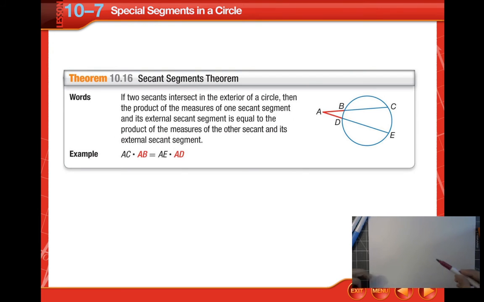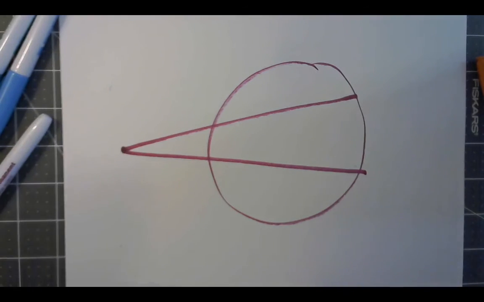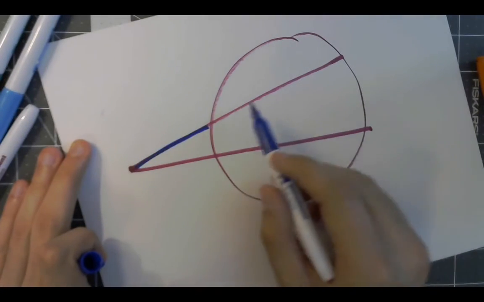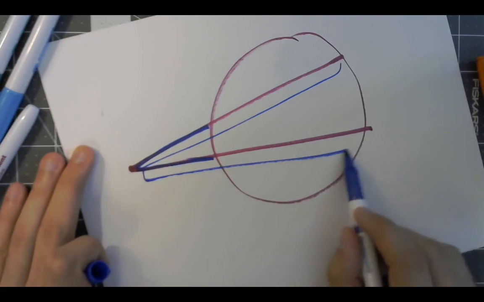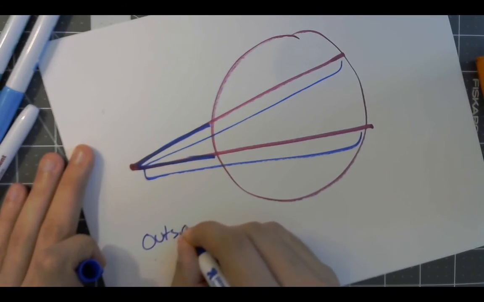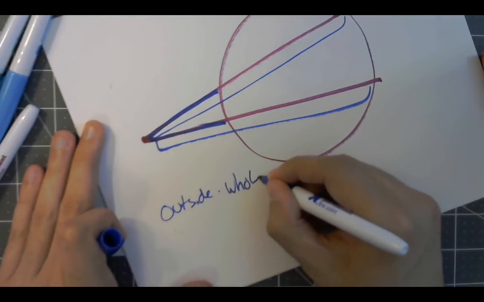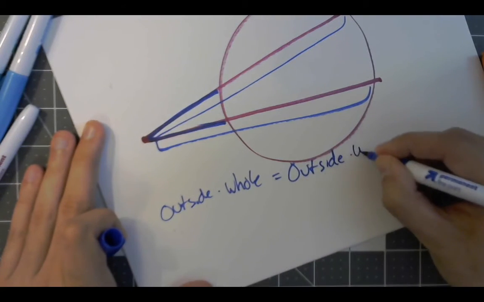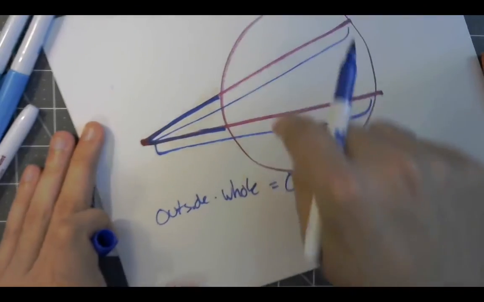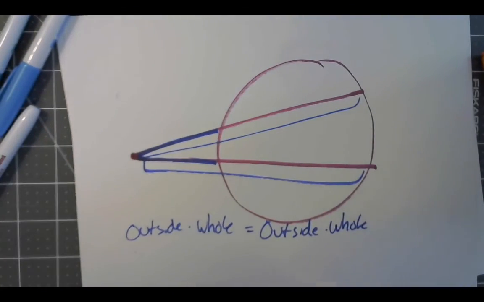What it's saying is on a circle where you have two secants, let's go to the zoom in cam. What it's saying is outside times whole equals outside times whole. Once again, it's saying outside times whole equals outside times whole. Not whole, but all of it. That's the main idea of this one.